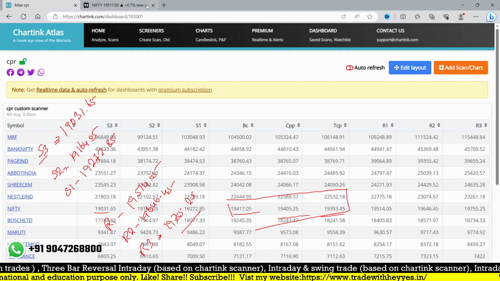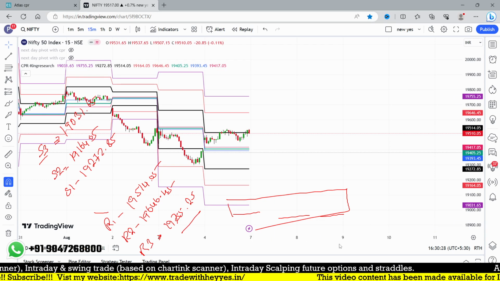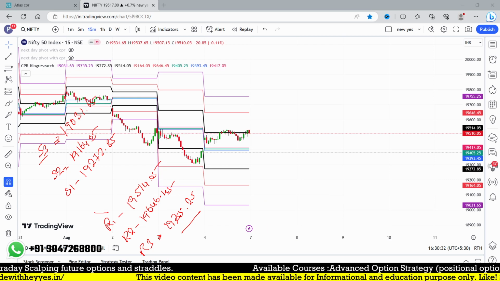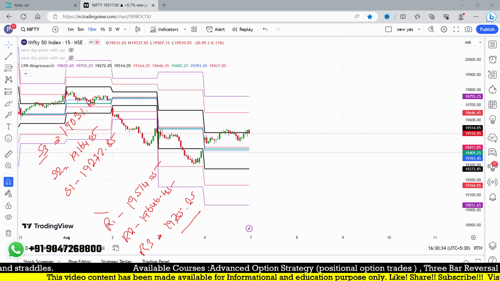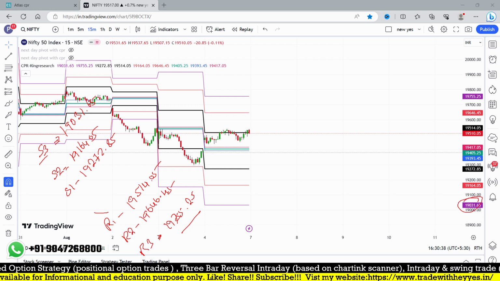So we have to check whether this one is working right. You can check the levels on this particular thing. Let us check one by one. The lower level is around 19,031. That was right.